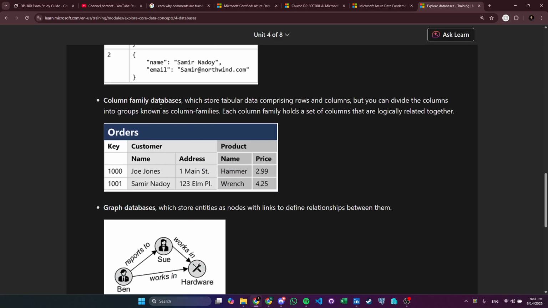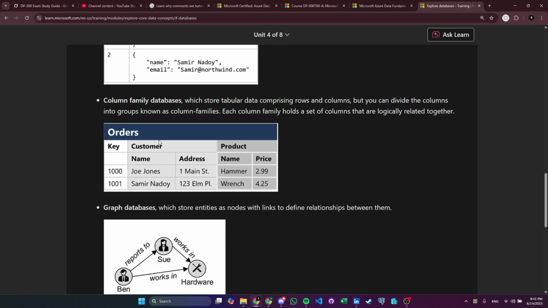Column family databases store tabular data comprising rows and columns. But you can divide the columns into groups known as column families. Each column family holds a set of columns that are logically related together. For example, here we see key. It doesn't have a family under it, so 1000 to 1001.